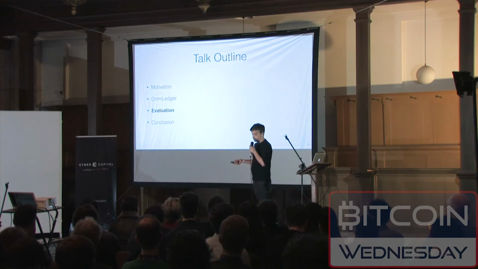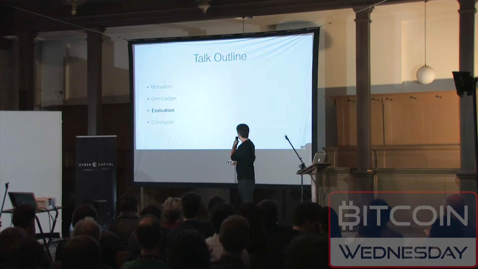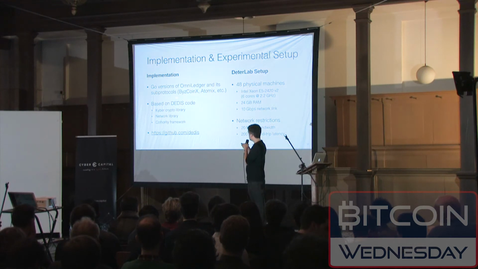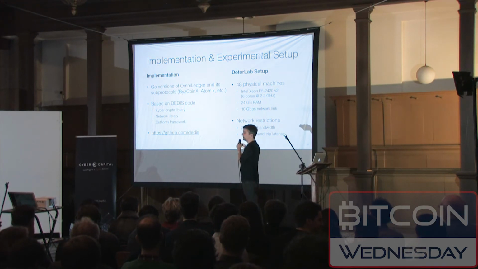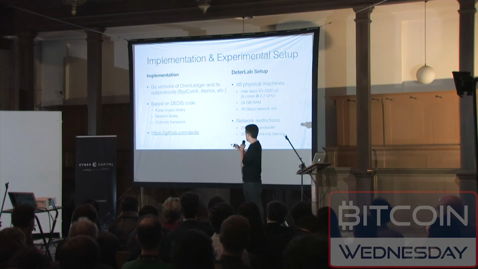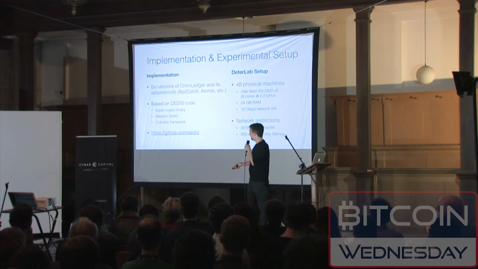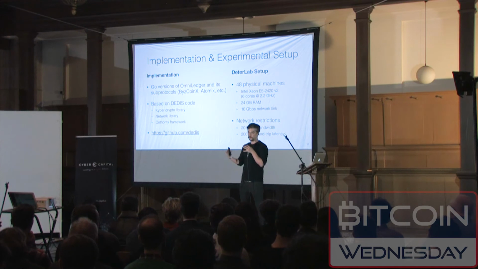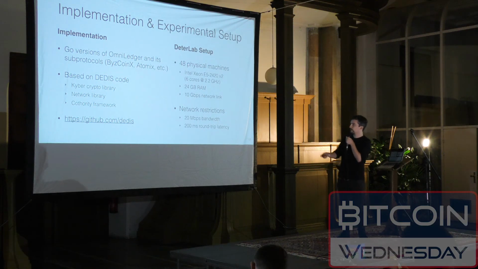So we also evaluated OmniLedger in our lab environment. The system is implemented in Golang. We also implemented all the sub-protocols like the Bitcoin-NG consensus protocol or this atomic commit protocol. And we also used our already existing code libraries. We have a crypto library called Kyber, we have a networking library, and we have the Onet framework, which is the framework where all the protocols are implemented. And you can find all of the code here.